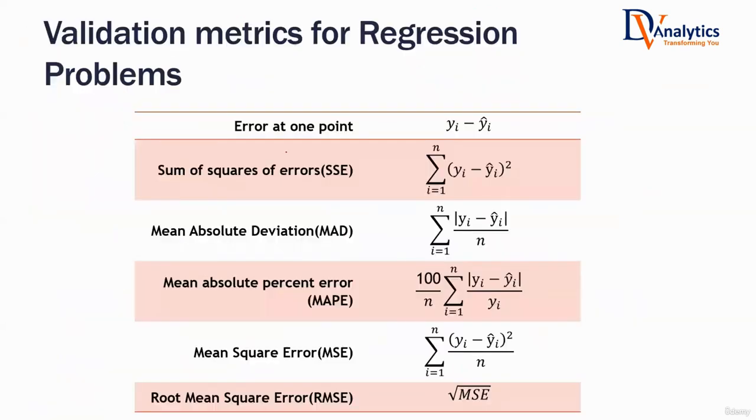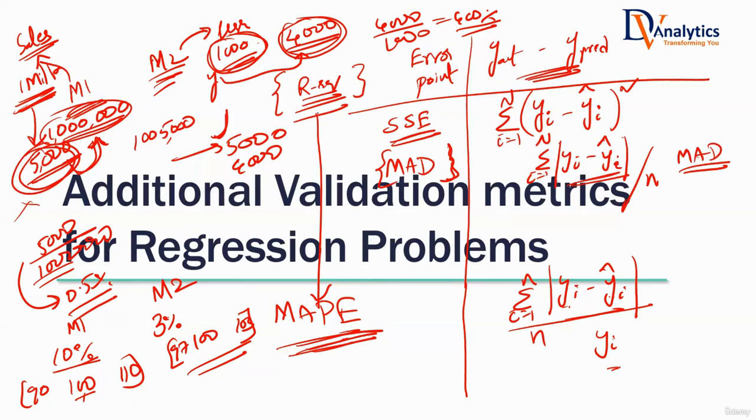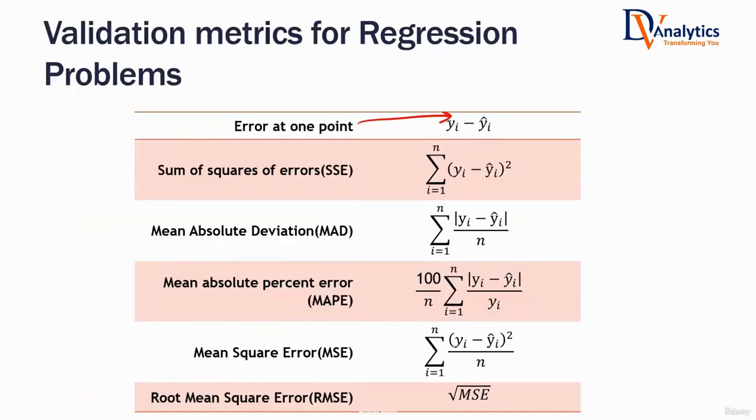If you feel your client doesn't understand the concept of R square, and they feel it is too difficult to analyze, then what is the quickest alternative that you can give? Mean absolute percentage error. Error at one point, all of us understand. Sum of squares of error: take the error, take the square, take the summation of all of those. Sum of squares of error has to be less. This can be used. Mean absolute deviation also has to be less, but it has a problem. It is scale dependent. Mean absolute percentage error is one of the best alternatives.